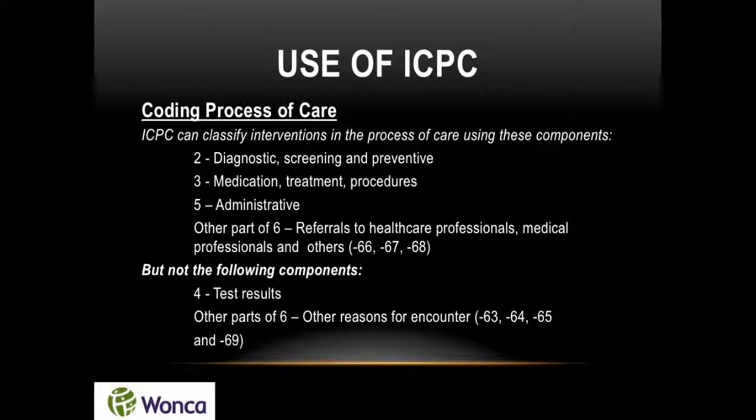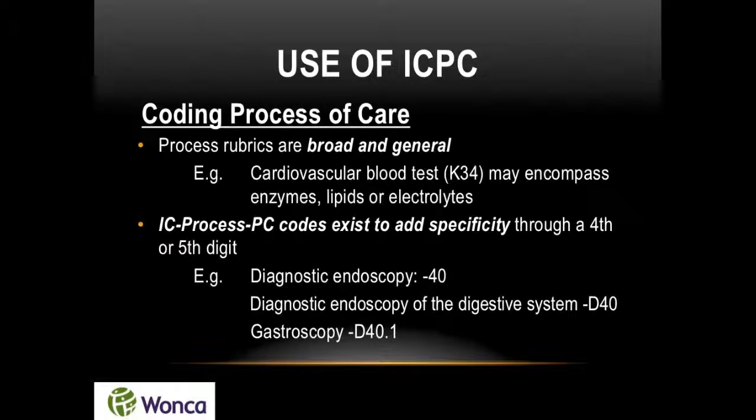But do not use the following components: 4 for test results, and other parts of 6 for other reasons for encounter, which are -63, -64, -65. Process rubrics are broad and general. For example, cardiovascular blood tests for K34 may encompass enzymes, lipids, or electrolytes. ICPC process codes exist to add specificity to a fourth or fifth digit.